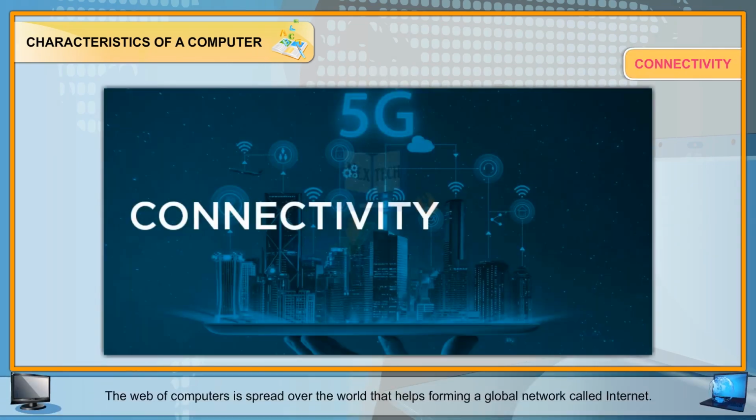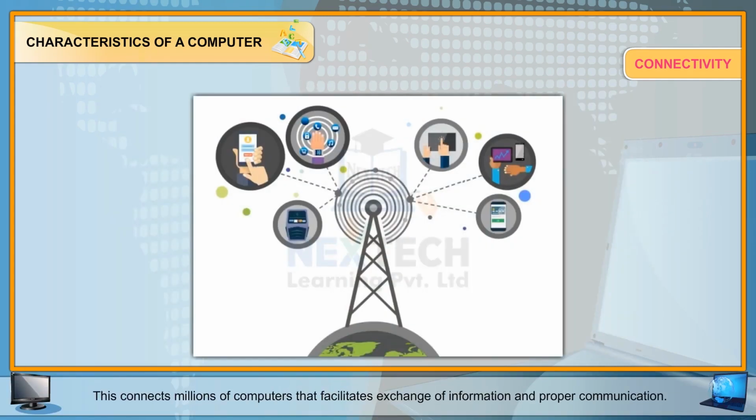Connectivity. The web of computers is spread over the world that helps forming a global network called Internet. This connects millions of computers that facilitates exchange of information and proper communication.